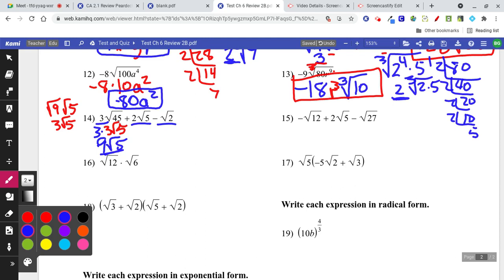9 square root of 5 plus 2 square root of 5 is 11 square root of 5 minus this square root of 2. Now do not do 5 minus 2 is 3. Those are not like terms. There's nothing we can do there.